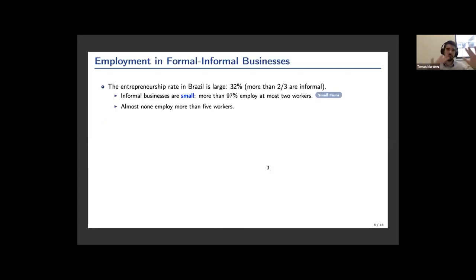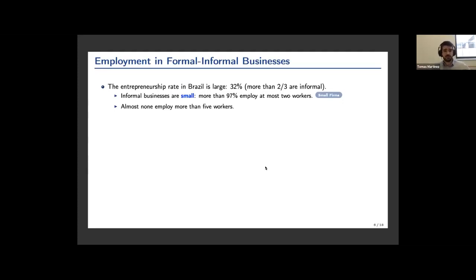As we are all from Brazil or we live in Brazil, at least most of us, we pretty much know those facts. In general, the entrepreneurship rate in Brazil is large, and entrepreneurs here are everybody, even the guy who fixes your sink, or the guy selling stuff on the streets. And there are 32%. This is well known in macro development, right? Underdeveloped countries have a large entrepreneurship rate, and in Brazil, more than 2/3 are informal. Now, those informal businesses are small. They employ at most 2 workers, right? And pretty much no informal business employs more than 5 workers.